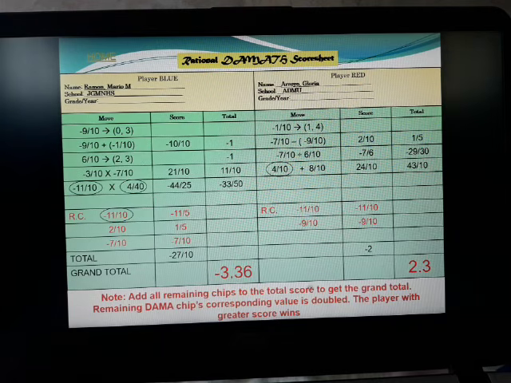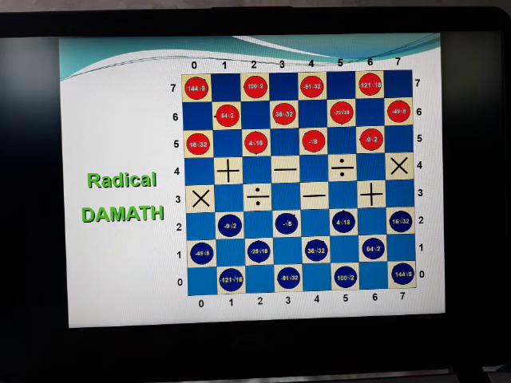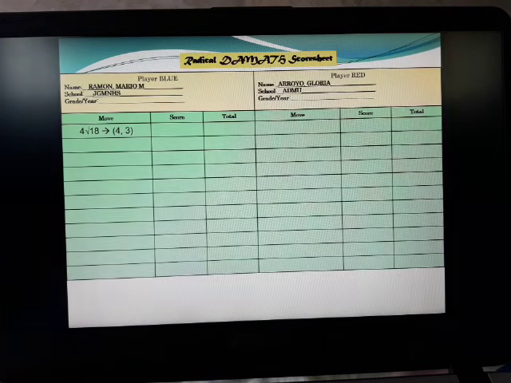Add all remaining chips to the total score to get the grand total. Remaining Dhamma chips corresponding value is doubled. The player with greater score wins. Next one, we have the radical Dhamma. So here, the same.